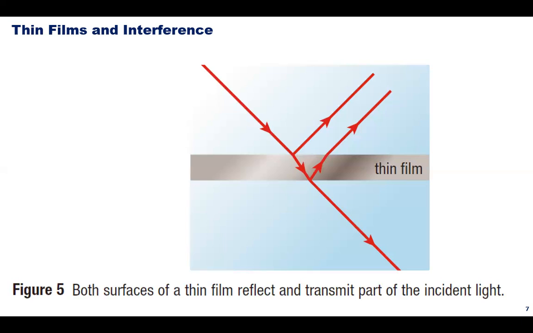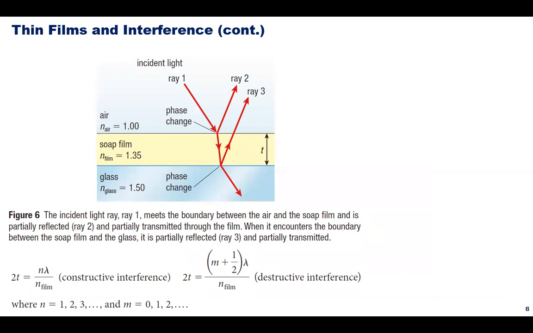The phase change due to reflection depends on the relative sizes of the indices of refraction of the film and the surrounding substances. Okay, so now let's suppose a thin film, for example, a soap film, lies between air on one side and a substance with higher index of refraction on the other, for example, glass. So that we have in figure 6, the index of refraction of air is n air, and the index of refraction in the film is denoted by n film, and the index of refraction on the other side, which is glass here, is denoted by n glass. And these three numbers are 1, 1.35, and 1.50.